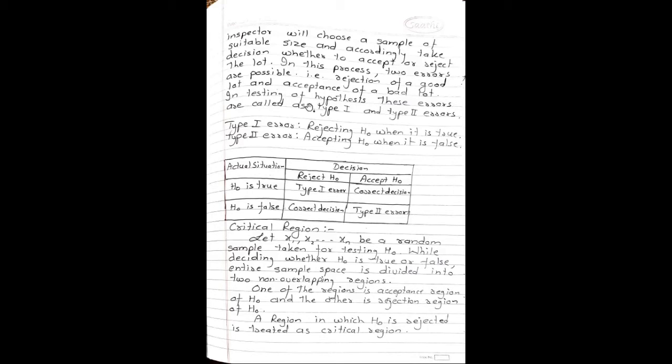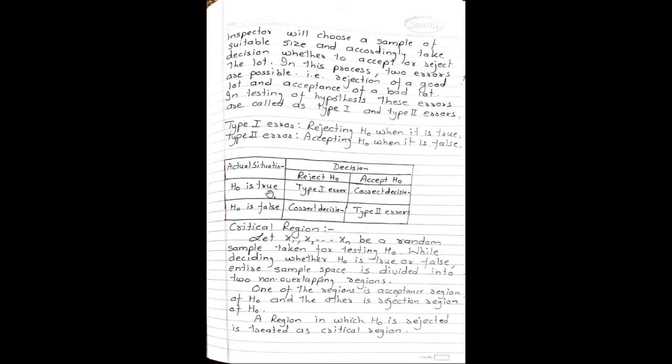In testing of hypothesis, these errors are called type 1 and type 2 errors. Type 1 error: rejecting H naught when it is true. Type 2 error: accepting H naught when it is false. Actual situation, H naught is true. Decision, reject H naught. Then this becomes type 1 error.